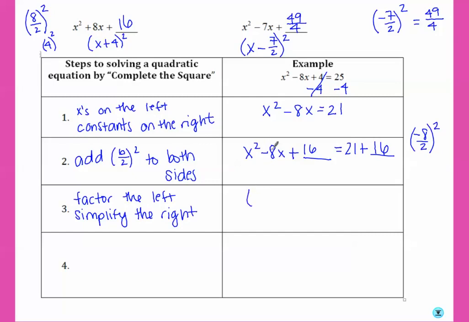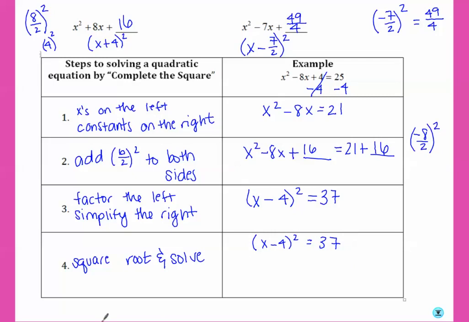We can rewrite x squared minus 8x plus 16 as x minus 4 squared, and that'll be equal to 37. And then finally, we're going to square root and solve. I'm going to rewrite the problem real quick. So we're going to square root both sides. Square and square root undo each other. So we'll have x minus 4 equals plus or minus the square root of 37.